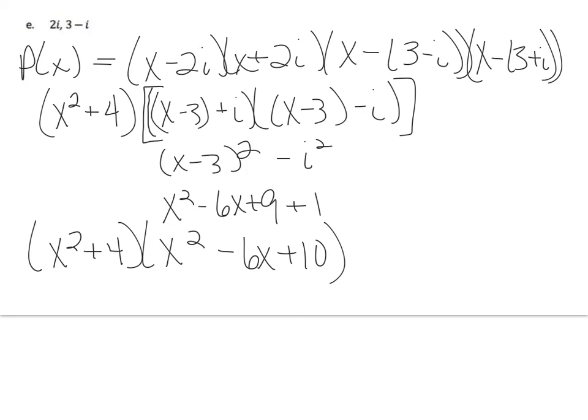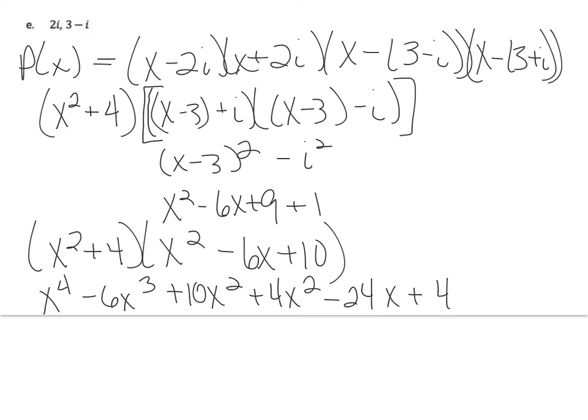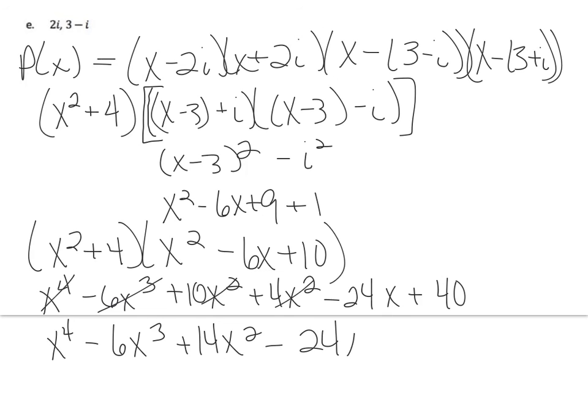Let's go ahead and do some math there. x to the fourth, I'm just distributing, minus 6x cubed plus 10x squared plus 4x squared minus 24x plus 40. Collect some like terms. I usually cancel things out as I go to make sure I don't make any mistakes. It's easier on this one than it was with the last one, right? Check my answer. Looks good.